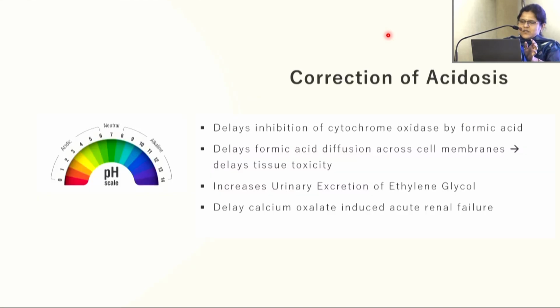The next step of management is the correction of acidosis. We have already discussed that acidosis is going to worsen the toxicity by both increasing the inhibition of cytochrome oxidase as well as increasing the diffusion across cell membranes, right? So definitely we want to correct the acidosis. And in case of ethylene glycol toxicity, sodium bicarbonate administration increases the urinary excretion of ethylene glycol as well as it can delay the calcium oxalate induced acute renal failure.